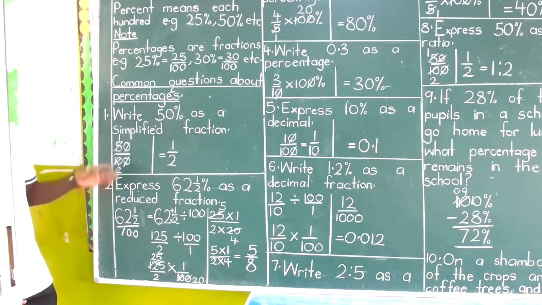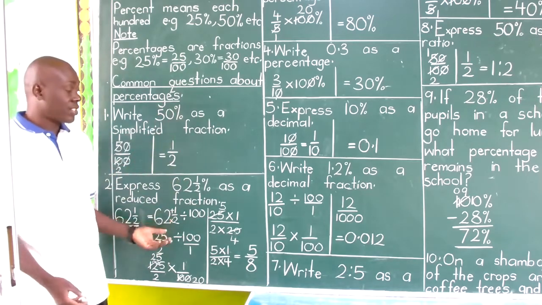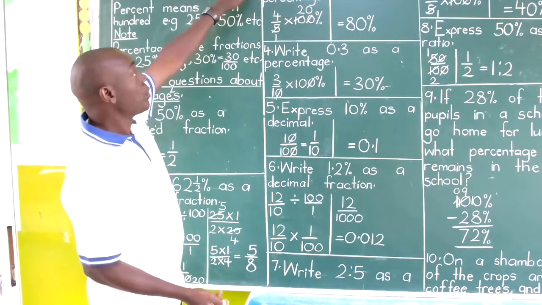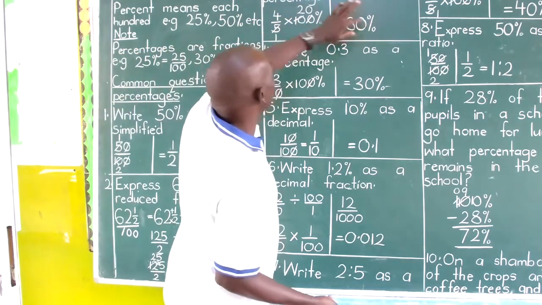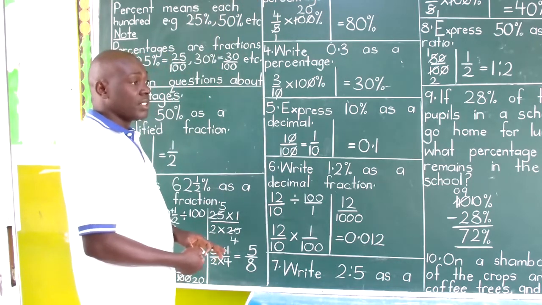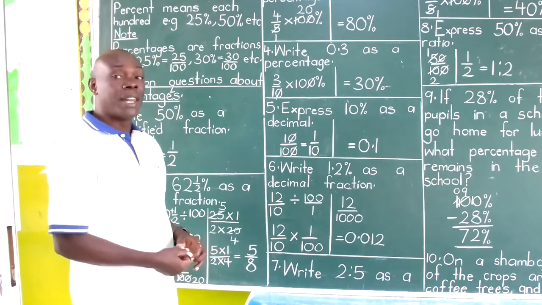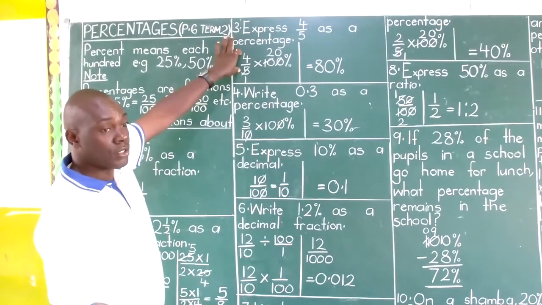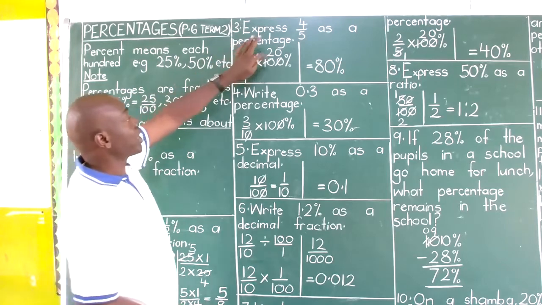Following that procedure, we'll be able to answer questions about converting percentages to fractions. Then let's see fractions to percentages. Example number 3: express 4 out of 5 as a percentage. Whenever I have a fraction to be converted to a percentage, what you must do is multiply it by 100%. Because the climax of percentage is 100%, the greatest percentage is a full one, which is 100%.